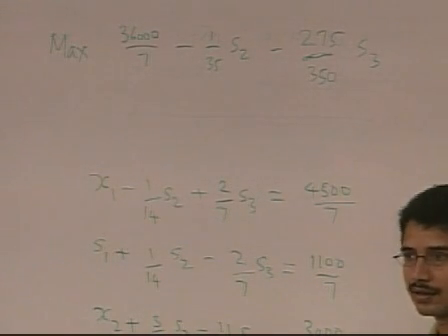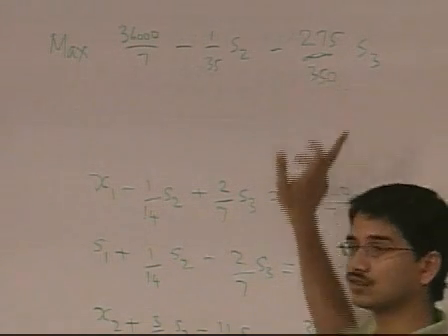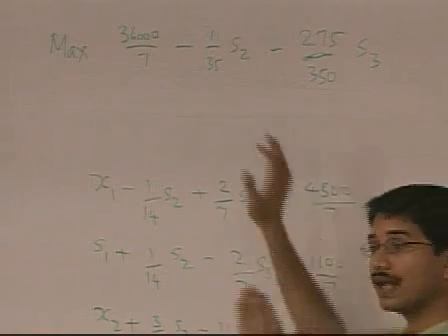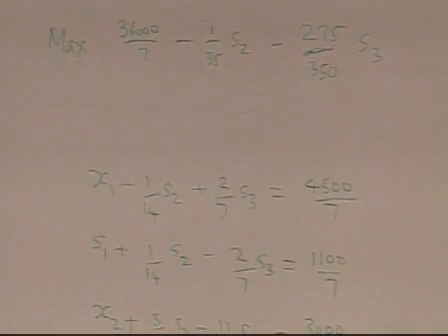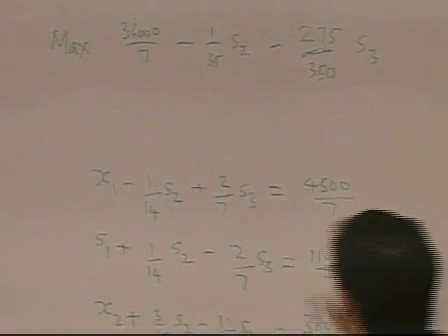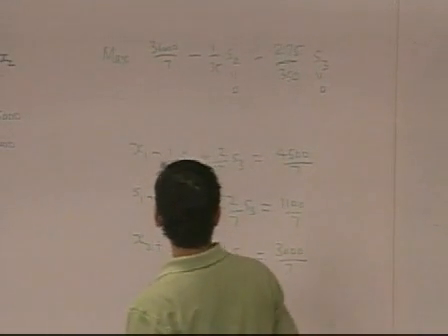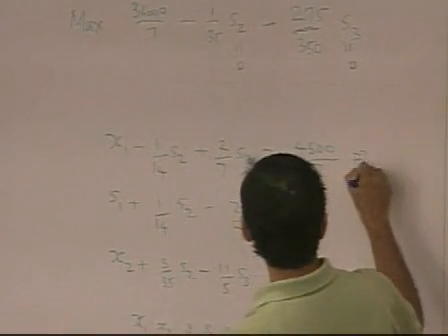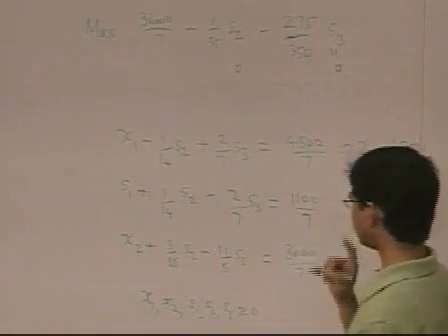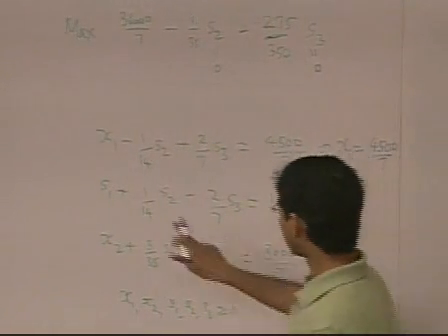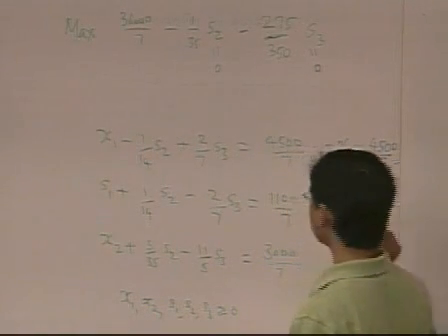We don't know that setting S2 and S3 to 0 will give us a feasible solution. But if it does, then that's an optimal solution. So let's actually try that. If I set S2 to be 0 and S3 to be 0, then I get from here x1 equals 4,500 over 7. From here, I get S1 equals 1,100 over 7.